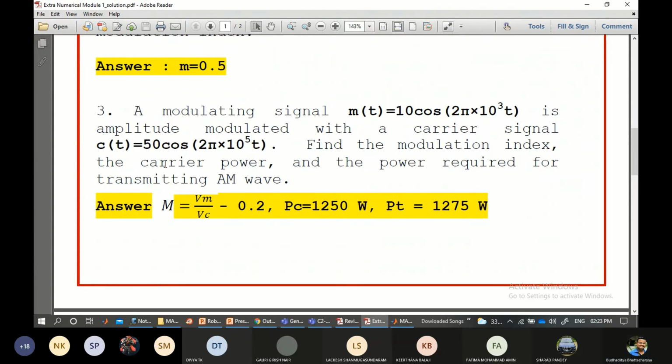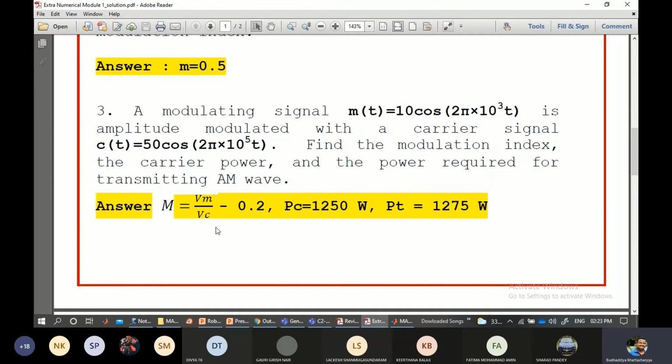So the carrier power and the AM wave power, basically PT and PC, is what they are asking you to find. So don't mug up the thing. Based on the given numerical, you have to improvise based on the formula that you already know. That is the main point of my interest. You can see here itself the solution is almost given.